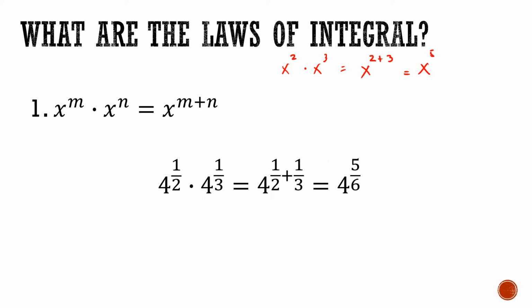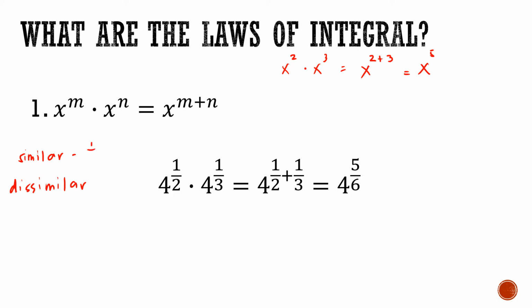Applying it in rational exponents, we have 4 raised to 1 half times 4 raised to 1 third. As we notice, we have the same base. Therefore, we will simply add 1 half and 1 third. Now, how do we add or subtract fractions? Take note of similar and dissimilar fractions. What will be the difference between the two? When we are talking about similar fractions, these are fractions having the same denominator.